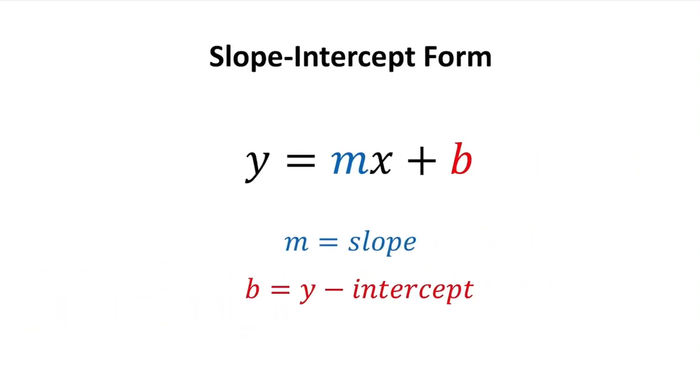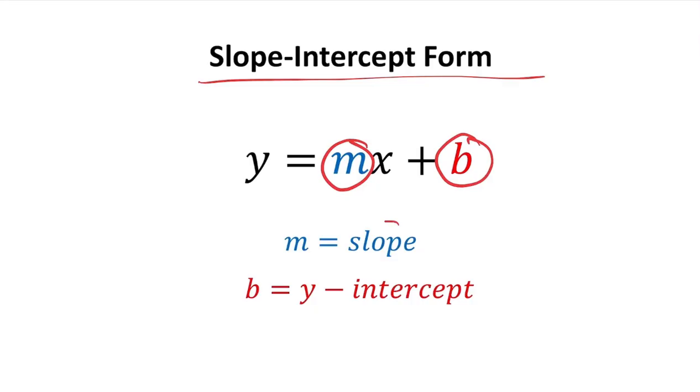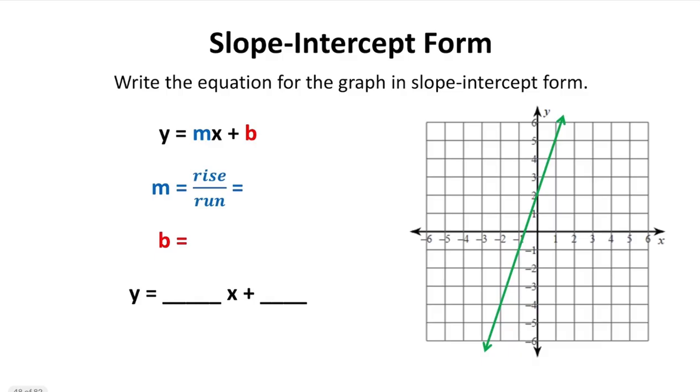Now let's look at slope-intercept form. This is y equals mx plus b. You have to remember this. This is going to be used for every math class you take from here on out. M is the slope. We already talked about that. B is the y-intercept, okay? So let's look at what that looks like.